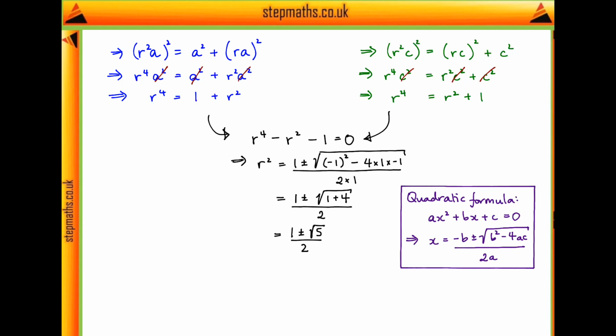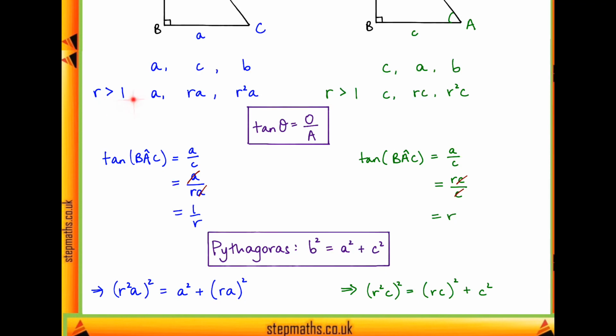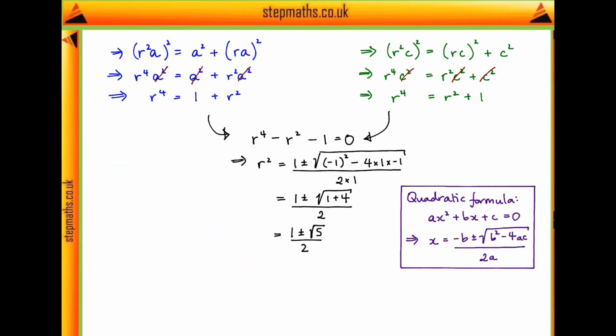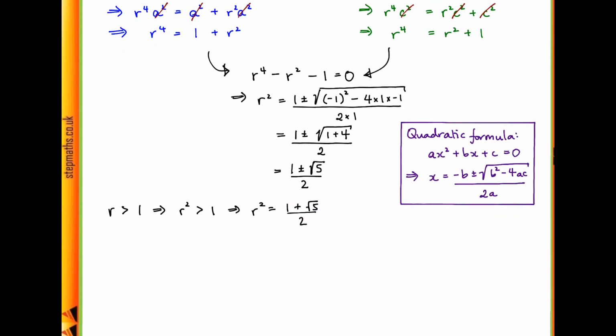But now, could it be both plus and minus? So what conditions did we have on our r? We said that our r had to be greater than 1. But will both of these solutions give me a solution that is greater than 1? No, the minus solution would not. And actually, if I took the minus solution, it wouldn't even be positive. And we know that r squared can't be negative. So we know that we have to take the positive solution. So our r squared is 1 plus root 5 over 2. And we can square root that to find r. And again, when we square root, we get both a positive and a negative solution. But because r has to be greater than 1, we take the positive solution. So this is our answer for r.